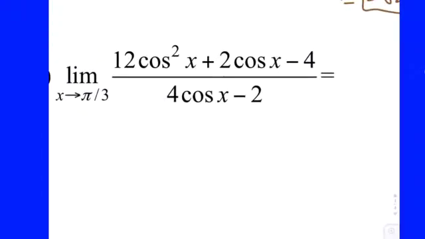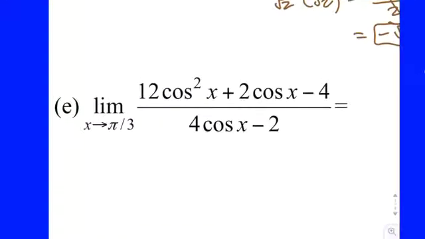All right, and the last one here, the last one of this section. We're approaching pi thirds. So if I use direct substitution, goodness gracious, cosine of pi thirds is a half. 1/2 squared is a fourth. So I got 12 times a fourth, plus cosine of pi thirds is a half. A half times 2 is 1, minus 4. So I get 3 plus 1 is 4 minus 4. I get 0 in the top. And in the bottom, I get 4 times a half is 2 minus 2 is 0. Wow. That was fun just plugging in just to get 0 over 0. I do get 0 over 0.